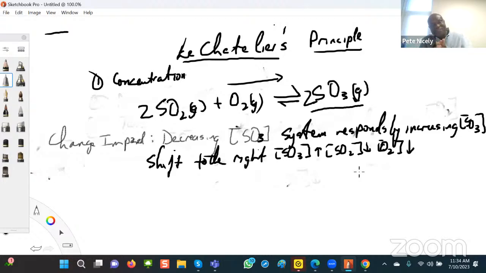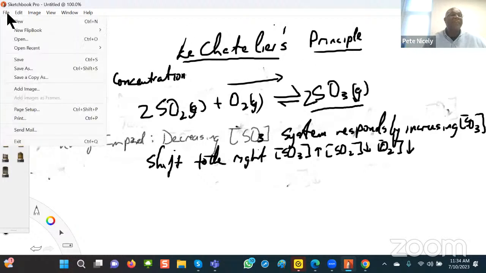So just to recap, when it comes to concentration, it doesn't matter if you're increasing or decreasing, whatever change you're imposing, the system will do the opposite, right? And the system will shift accordingly in order to oppose the change that you impose, all right? So if you increase the concentration of something, then the system will try to decrease the concentration of that thing and will shift away from that substance in the balanced equation. And the opposite will be true if you decrease the concentration of that same item, all right? Okay, so that's basically as far as concentration is concerned.